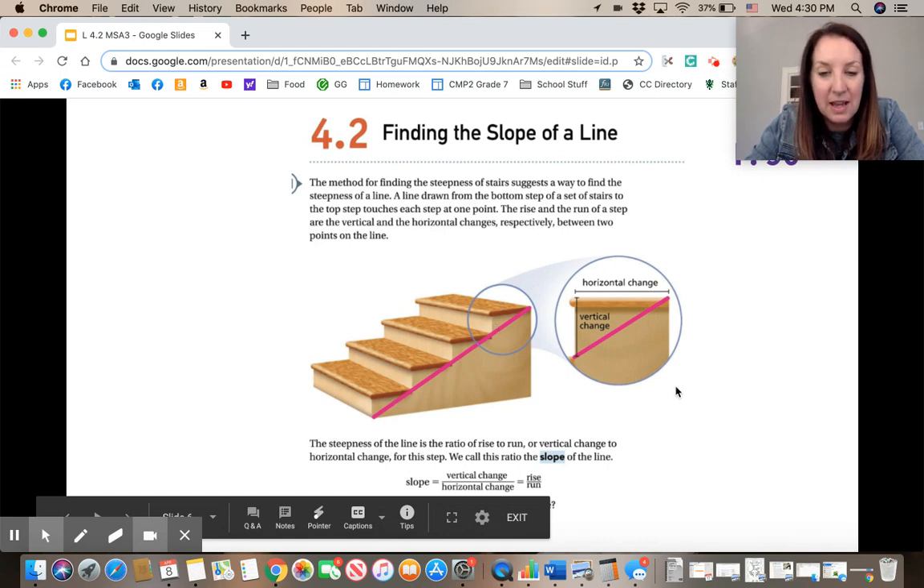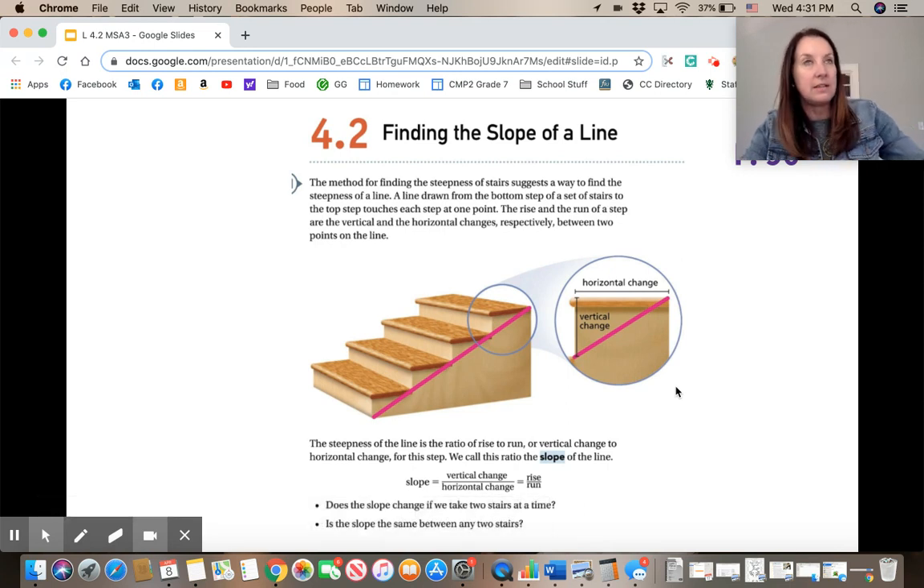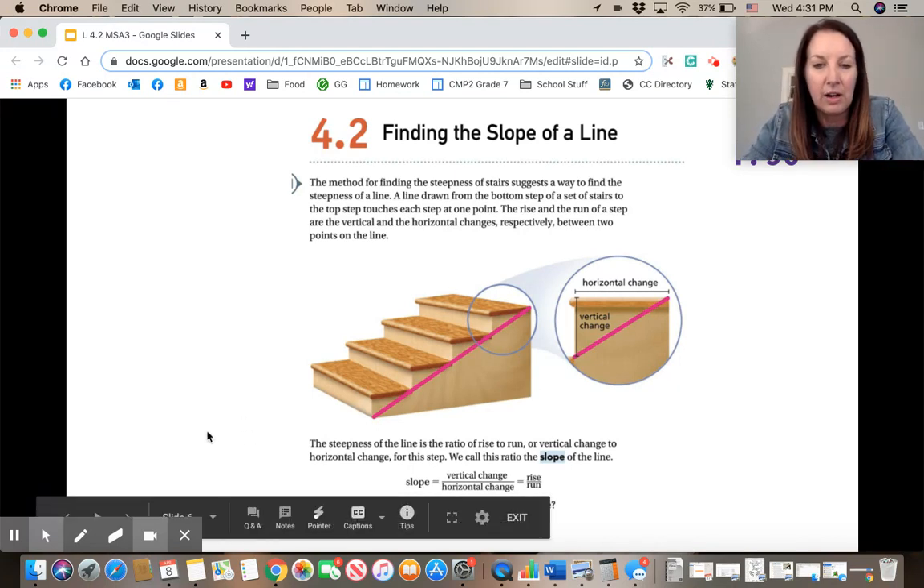And the last part said, does the slope change between any 2 stairs? Usually not. In the case of stairs, sometimes you'll find one that's really small at the top or really big at the bottom to accommodate for the change in the building, but that's not very common.